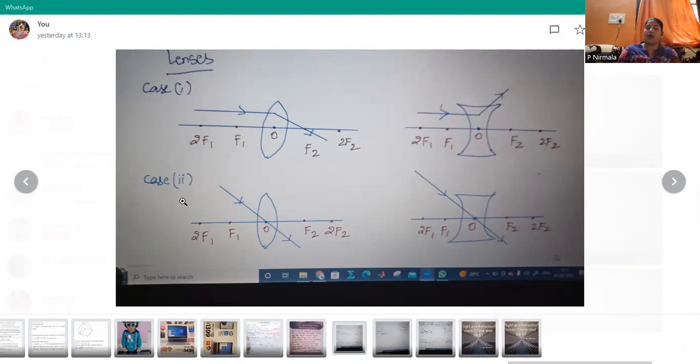Next, come to the second case. If the ray passes through the optical center, it never bends. It passes straight. Look here, there is no bending of this ray. It passes straight. Only the ray passing through the optical center of a lens never bends. It passes as a straight line either in a concave lens or a convex lens. This is the second case. You can observe in case one, the ray is parallel and incident on the lens, it bends and makes some angle. But passing through the optical center, there is no angle made. It passes through in a straight line. Next, case 3.